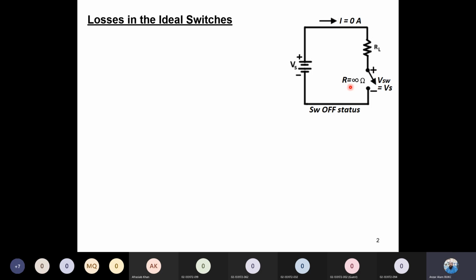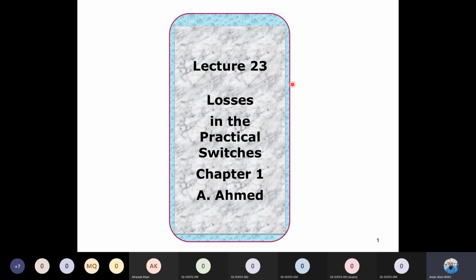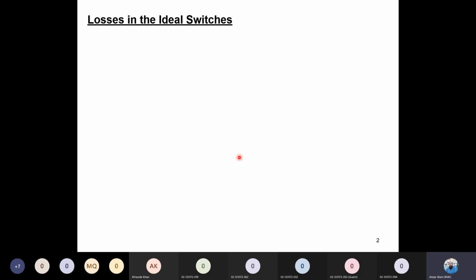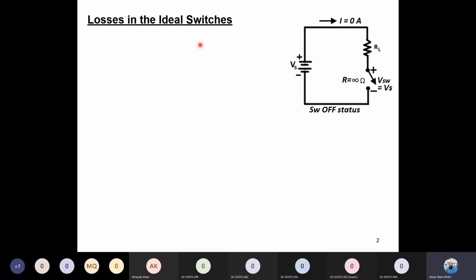Because the topic is the losses in the practical switches, but in order to understand them, I have first mentioned the losses in the ideal switches. So first is the losses in the ideal switches. What is an ideal switch? Instead of a transistor, we just replace it with an ideal switch.